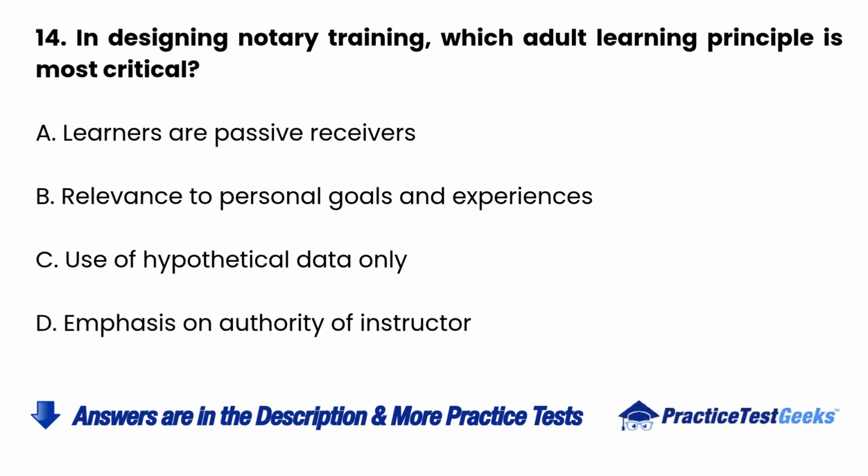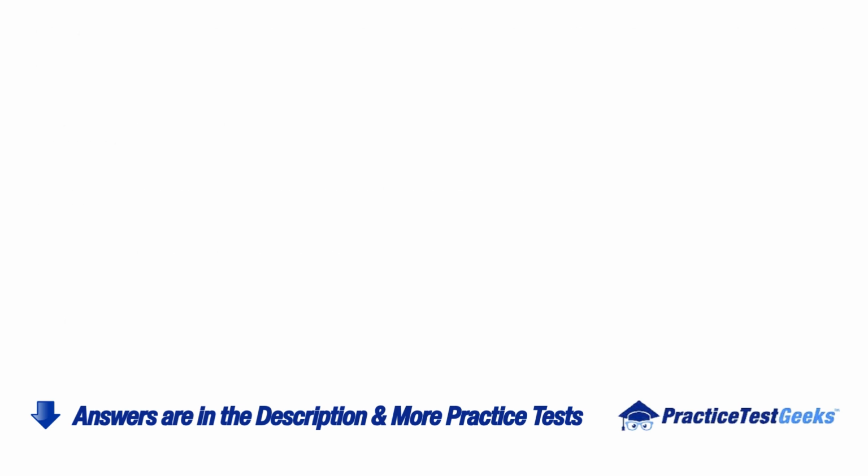14. In designing notary training, which adult learning principle is most critical? A. Learners are passive receivers. B. Relevance to personal goals and experiences. C. Use of hypothetical data only. D. Emphasis on authority of instructor.